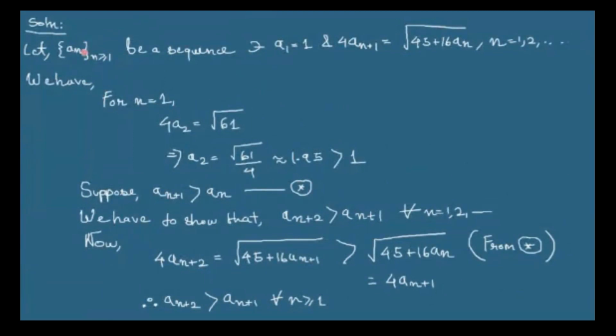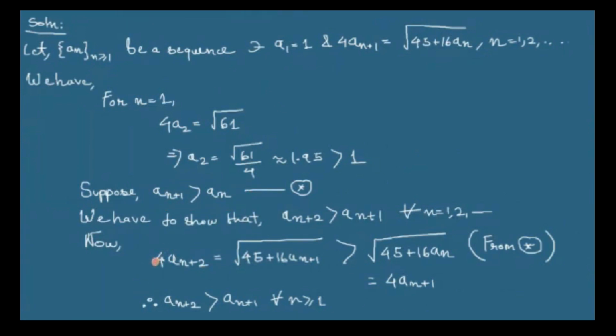So we have the sequence a_n such that a_1 equal to 1 and the recursion relation is given by this quantity. So for n equals to 1, we can have the value of a_2 as 61 by 4, which is approximately equal to 1.95, which is greater than 1. Hence we can assume that a_{n+1} is greater than a_n. Now to apply the induction procedure, we need to show that a_{n+2} is greater than a_{n+1}. To prove this result, we apply the induction procedure.